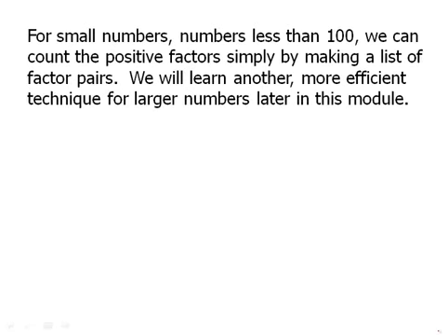Later on in this module, we'll actually talk about an incredibly efficient procedure, and we'll use that particular number, 12,600. We'll find the number of factors in it very easily. So don't worry about that now. Just know that for numbers less than 100, you can just make the list of factor pairs.